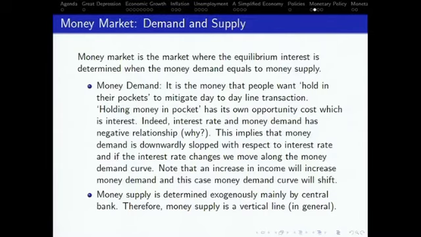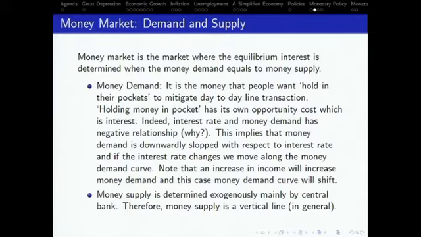That holding money has a price. And that price is nothing but your interest rate. And what we know about the law of demand, if the price goes up, you demand less. If the price goes down, you demand more. So it's exactly the same intuition. The holding money price is interest rate. If the interest rate goes up, you hold less money. On the other hand, if interest rate goes down, you hold more money.